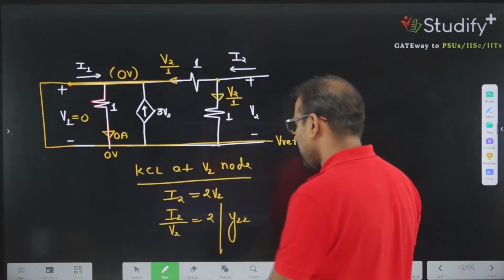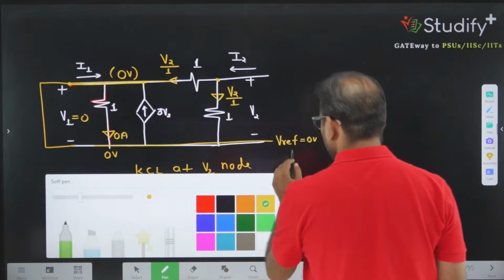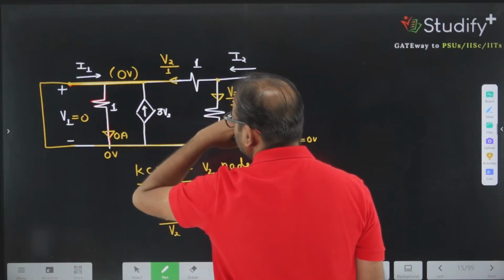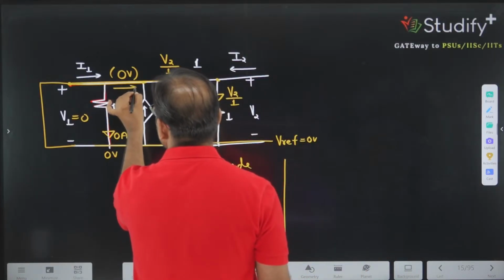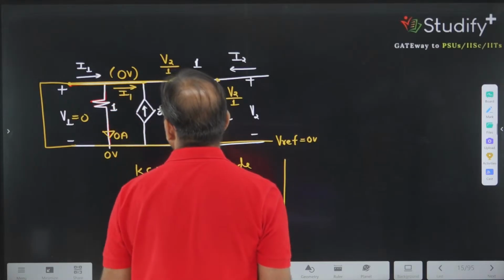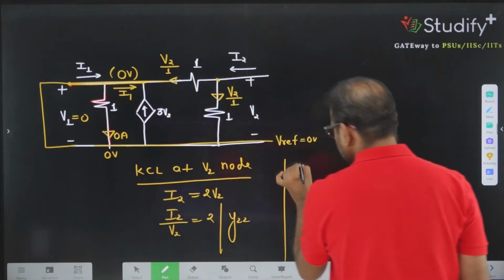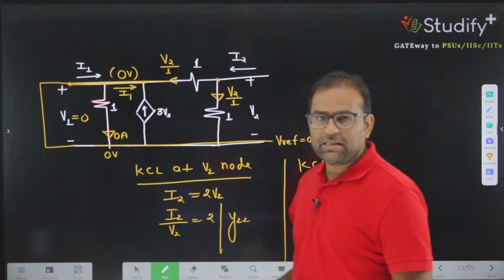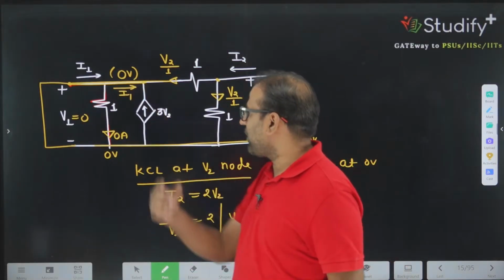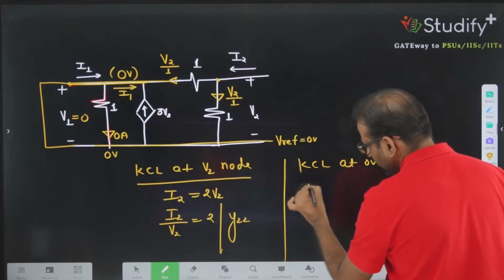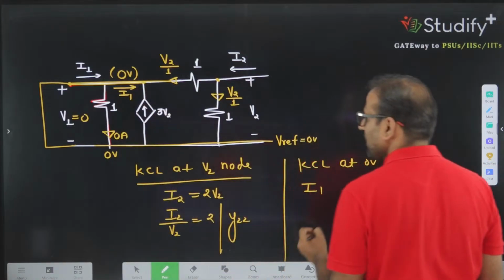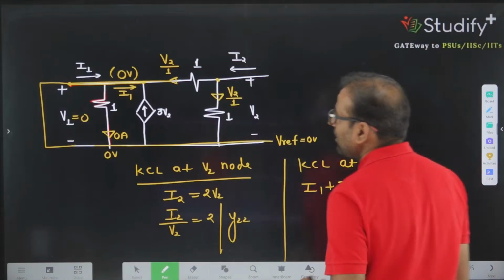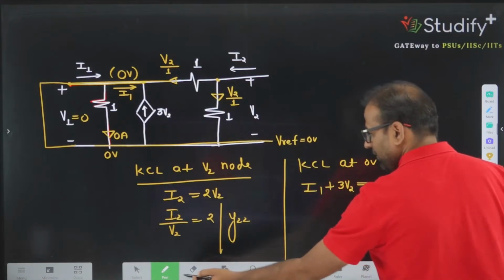What else are we interested in? Let's say this current is I1. Let's apply KCL at the 0 volt node. I am applying KCL at this point. Incoming current is I1, incoming current is 3V2, and one more incoming current is V2.